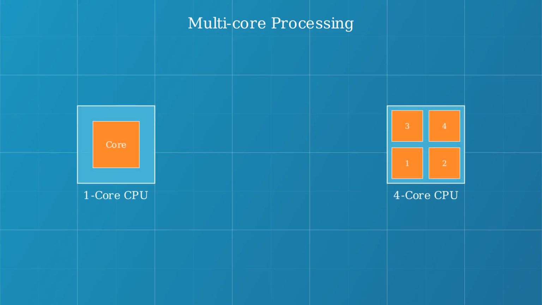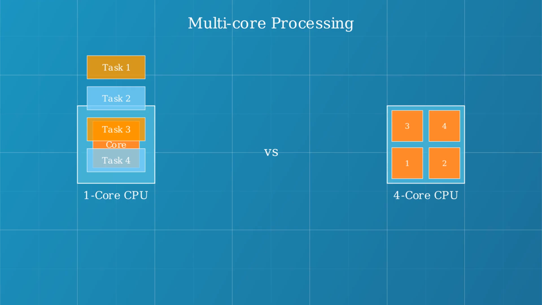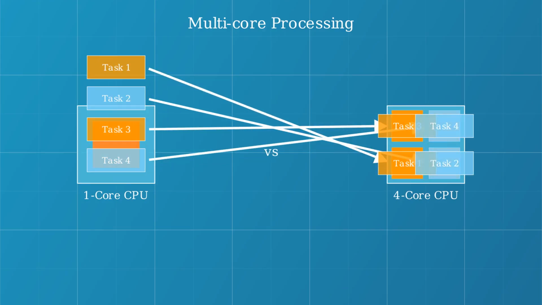Multi-core processing represents one of the most significant advances in CPU design, allowing processors to handle multiple tasks simultaneously. Instead of having just one processing unit, modern CPUs contain multiple cores on a single chip. This is essentially like having several CPUs in one physical package. Each core can process instructions independently, dramatically increasing performance. To understand the benefit, consider a system with multiple tasks that need processing. A single-core processor must handle each task sequentially, one after another. A multi-core processor, however, can distribute these tasks across its cores, processing them simultaneously.